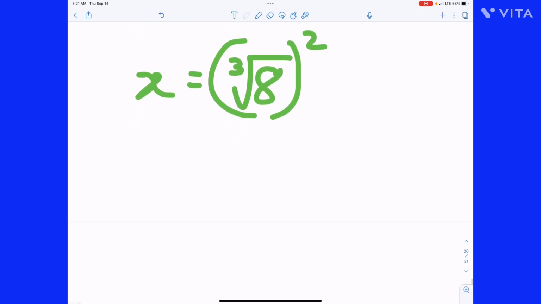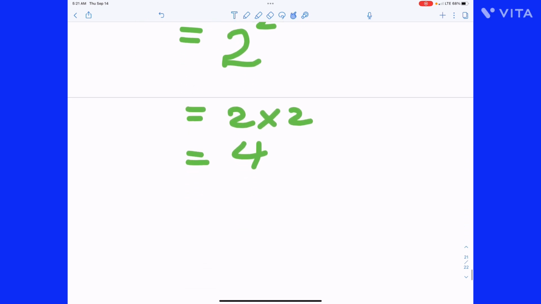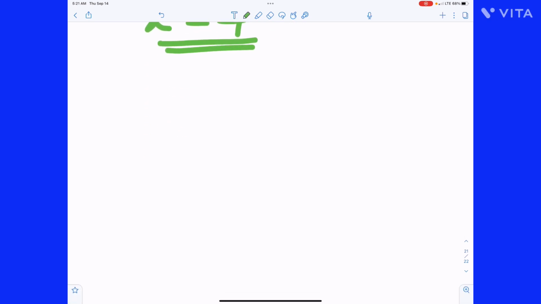So my x is cube root of 8 raised to power 2. What's the cube root of 8? 2. 2 raised to power 2 will give 2 times 2, which is 4. So that means my x is 4. So that's that about that.